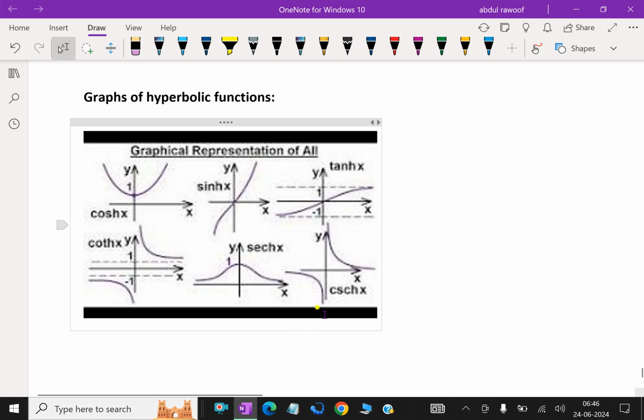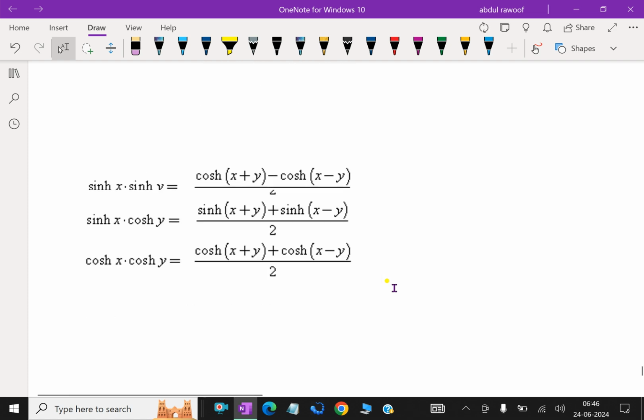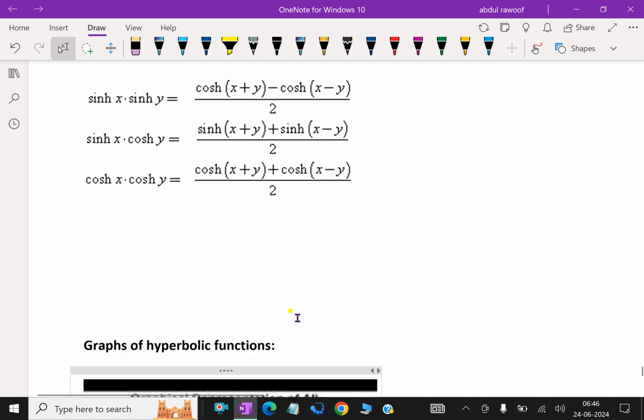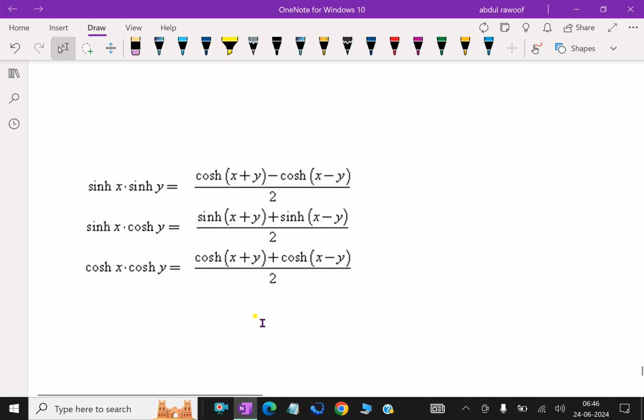We have done. So far we discussed some hyperbolic function identities and formulas, and basic identities of hyperbolic functions also.